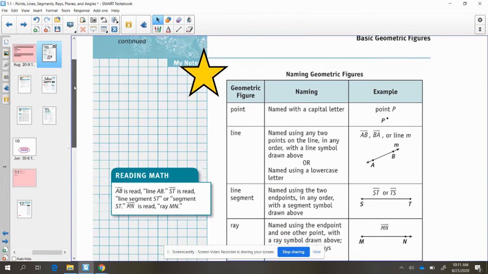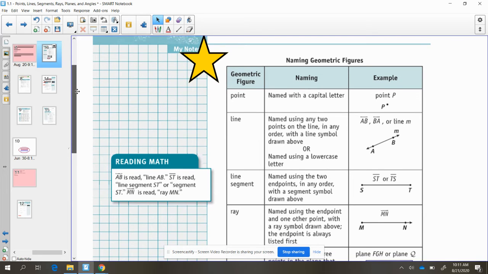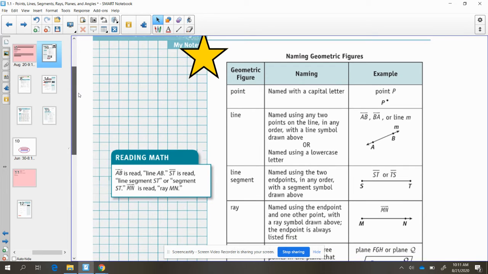So the first figure we see here is a point, and a point is just a dot, and you name it with a capital letter, so uppercase letter. So this example here is point P. Next, we have a line, and we name this using any 2 points on a line. Could be any of the 2 points you see on the line with 2 uppercase letters because they're points, or the lowercase letter you see here that describes the name of it. So it's a couple different ways.